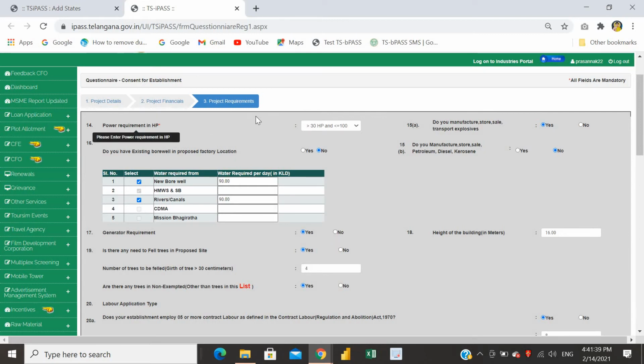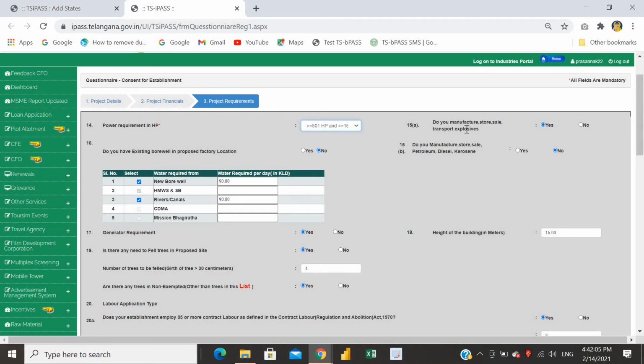Power requirement in HP. If it is less than 30 HP, you need not take an approval from the factories department. It will not be sent to the factories department if the power requirement is less than or equivalent to 30 horsepower. I am choosing greater than 500 and less than 1500 HP.